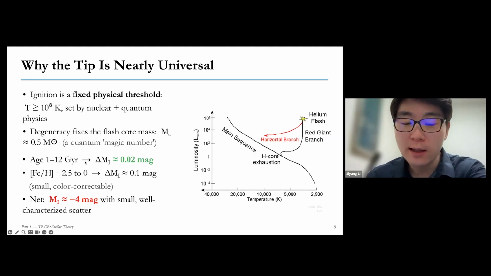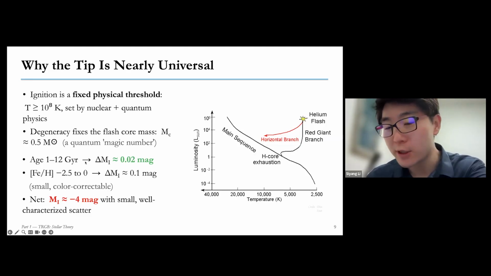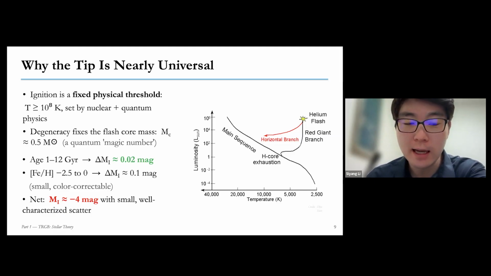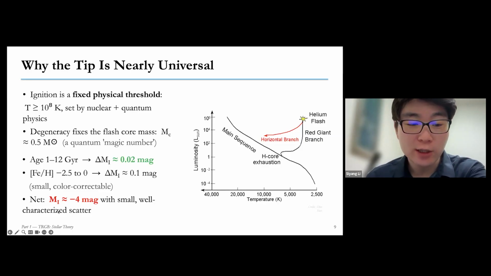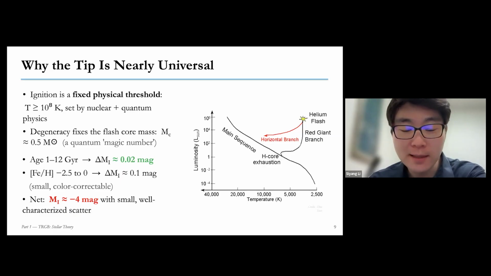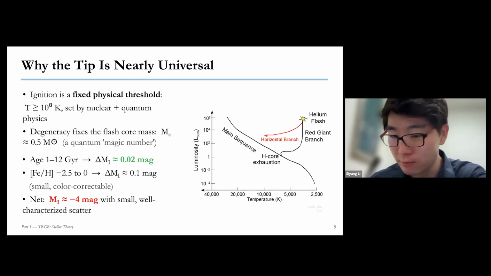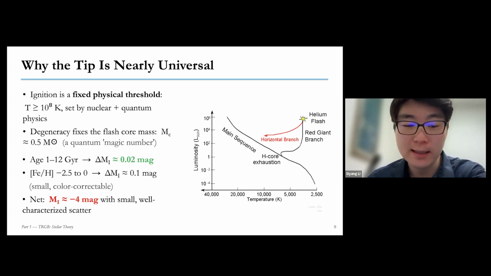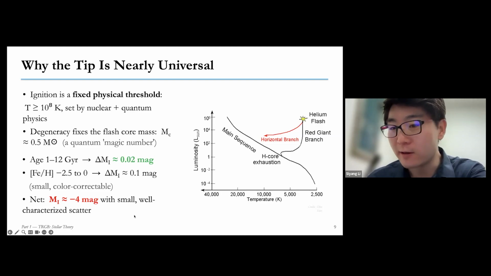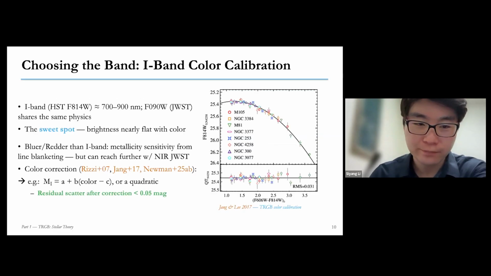There is a small dependency on metallicity, which then translates to color, and I'll talk about that in a little bit, but that's something that you can calibrate for and correct for. And so essentially, the TRGB has an intrinsic brightness, or a capital M, that's roughly around -4 magnitudes, and the I band, which is relatively pretty bright, allows us to reach from 20 to 30 megaparsecs, in a very standardizable, but also very small scatter in this TRGB.